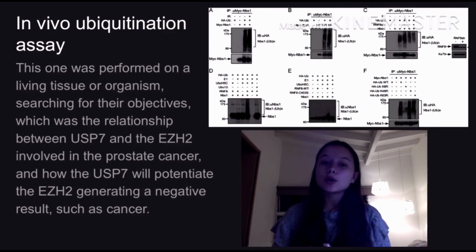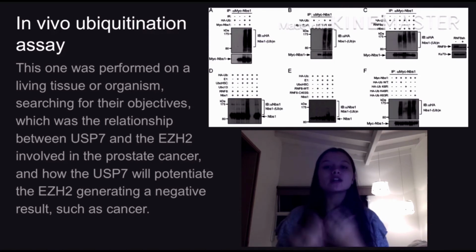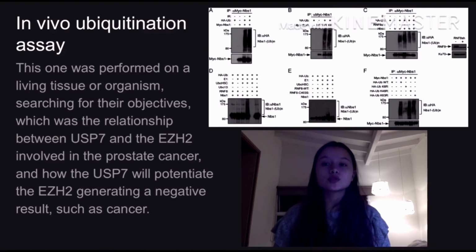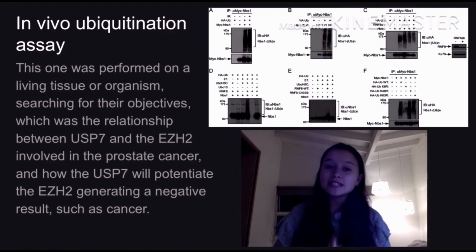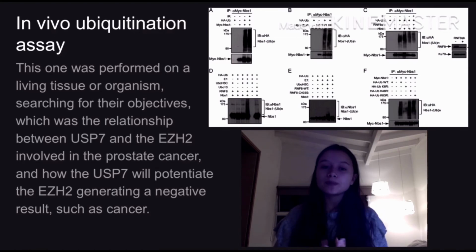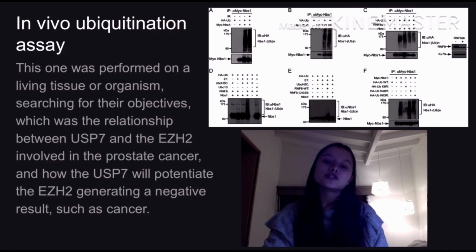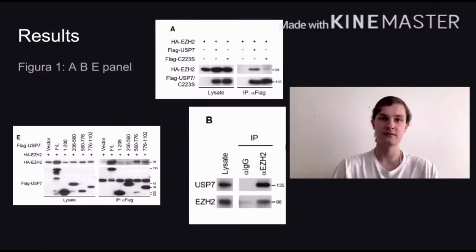Additionally, in vivo ubiquitination was another technique used. This one was performed on a living tissue or organism, searching for the relationship between USP7 and EZH2 involved in prostate cancer, and how USP7 will potentiate EZH2, generating a negative result such as cancer. In the first graphic, there was an endogenous interaction between USP7 and EZH2.